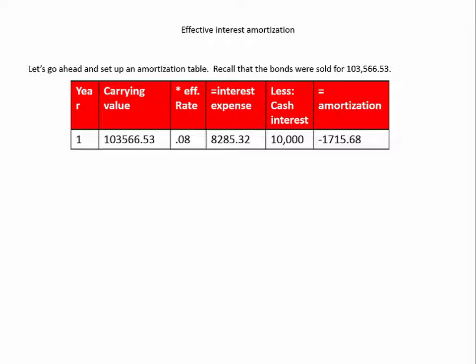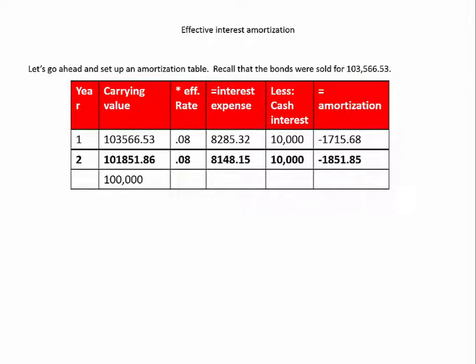In the second year, the carrying value changes by the amount of that amortization. So it's going to drop by $1,715.68 down to $101,851.86. And we repeat the process. Multiply that by the effective rate. That gives us our interest expense, less the cash interest equals our amortization. And again, if we subtract the amortization from the previous carrying value, there's a 1 penny rounding error, but it essentially takes us to the face value of $100,000.